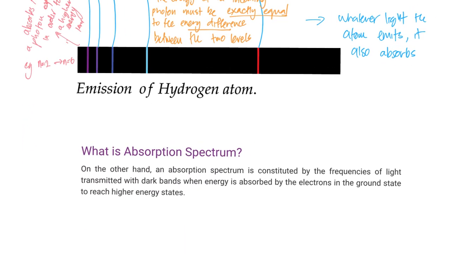Let's have a look here. It says, what is absorption spectrum? An absorption spectrum is constituted by the frequencies of light transmitted with dark bands when energy is absorbed by the electrons in the ground state to reach higher energy states. And remember, the energy that must be absorbed must be specific energies with exact values.